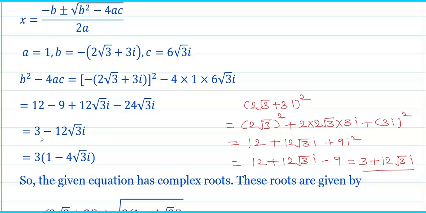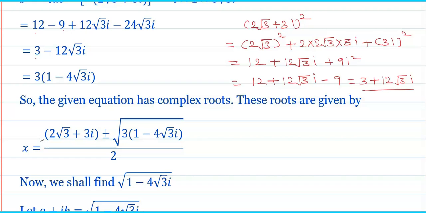Minus 4 into 1 into 6 root 3i, we will make the product of this. 4 into 6 is 24 root 3i. Okay. Now next, 12 minus 9 means what? You will get here 3, and 12 root 3i minus 24 root 3i, you will get minus 12 root 3i. But what will we take common from these two? You will take the common as 3. Then in bracket you will get 1 minus 4 root 3i.